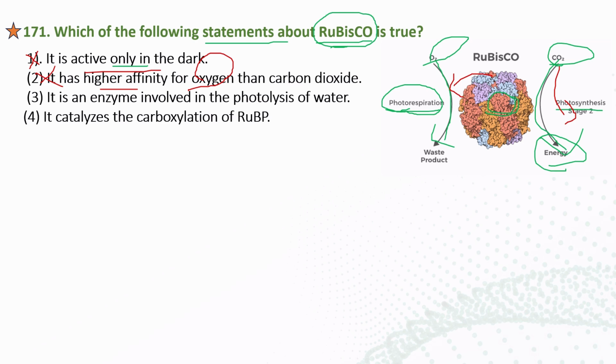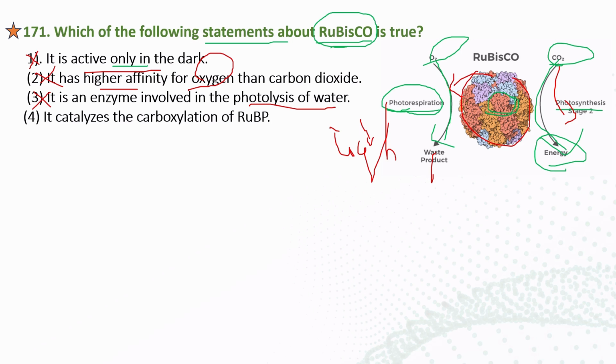And it is an enzyme involved in photolysis of water. They are saying no, no. Photolysis of water normally takes place in the light reaction, right? In the light reaction itself, the Rubisco enzyme is not involved. Photosystems are involved. So this enzyme is not involved in the photolysis of water.